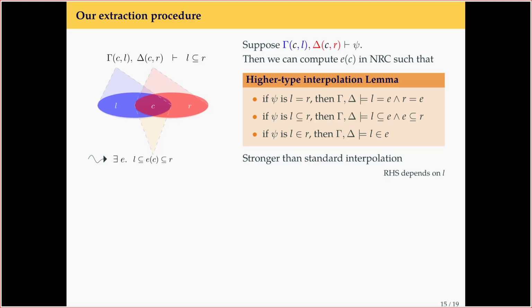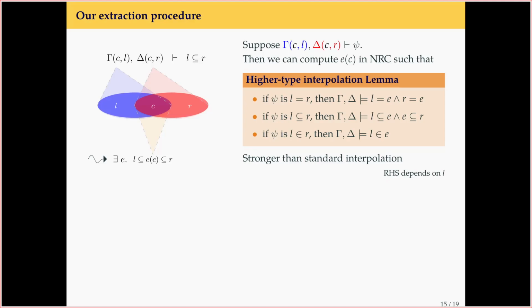Now, suppose that we have a proof that two formulas gamma and delta prove some formula psi relating two elements L and R, L being a free variable in gamma and R a free variable of delta. Then, we may always compute an NRC expression E that only depends on variables which are common to both gamma and delta that relate to L and R in a meaningful way. If psi is an equality or an inclusion, E is sandwiched between the sets L and R. If psi states that L is a member of R, then E should be a bound for L.